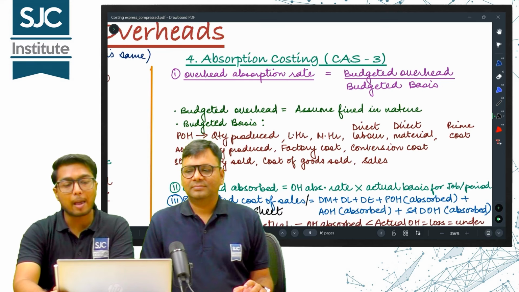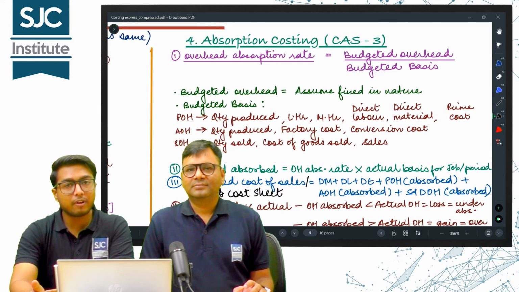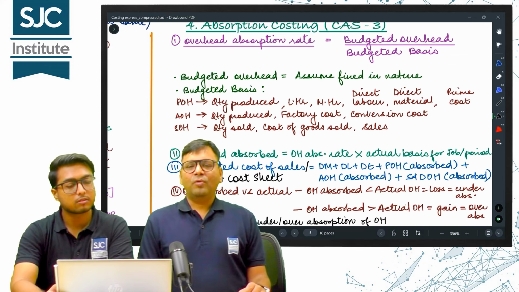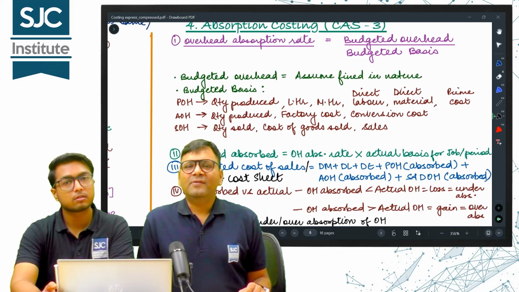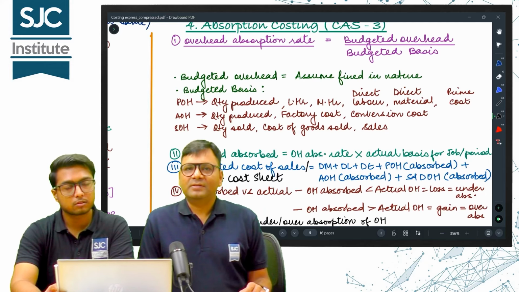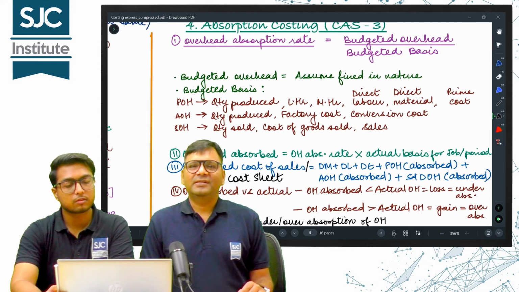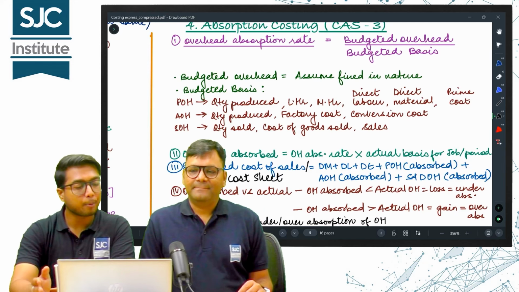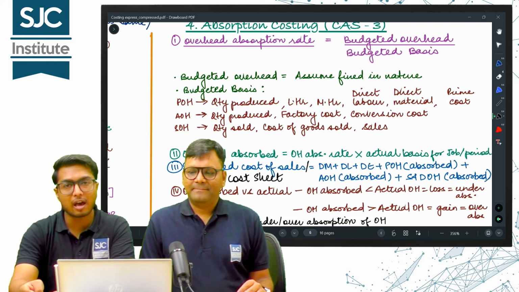Moving on, then there is absorption costing. Now we will learn how to compute the overhead absorption rate. The formula is budgeted overhead divided by budgeted basis. Budgeted overhead is equal to total fixed overheads. This concept assumes all your overheads are fixed in nature. The budgeted basis are production overhead. It can be quantity produced, labor hour, machine hour, direct labor, direct material or prime cost.